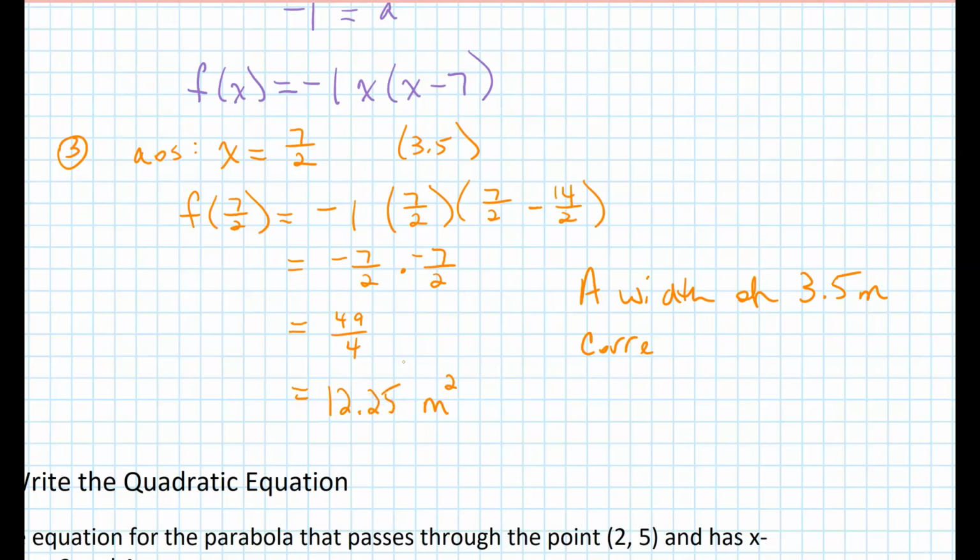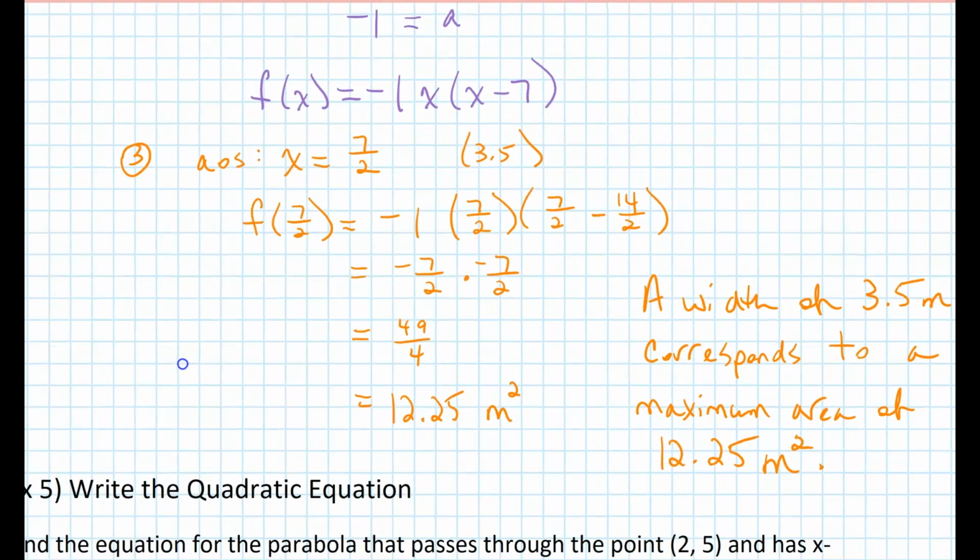Okay, a width of 3.5 meters corresponds to a maximum area of 12.25 meters squared. Thank you for fixing my arithmetic.